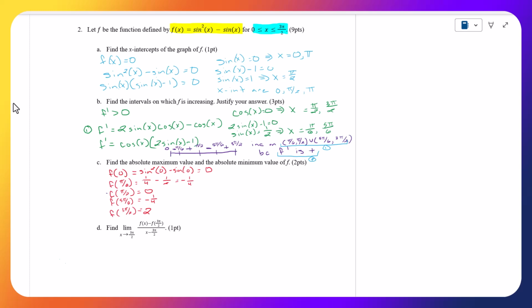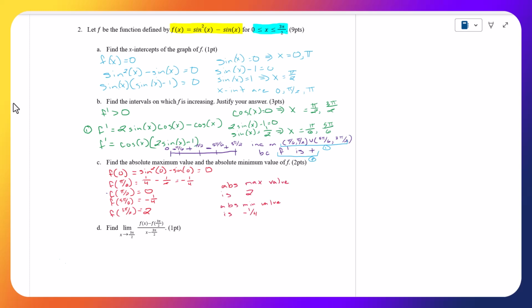And so now what we're looking for are the absolute max value and absolute minimum value. So our absolute maximum, I'll do maximum first since that's what I asked for first. Absolute max value is 2, and the absolute minimum value is negative 1/4.